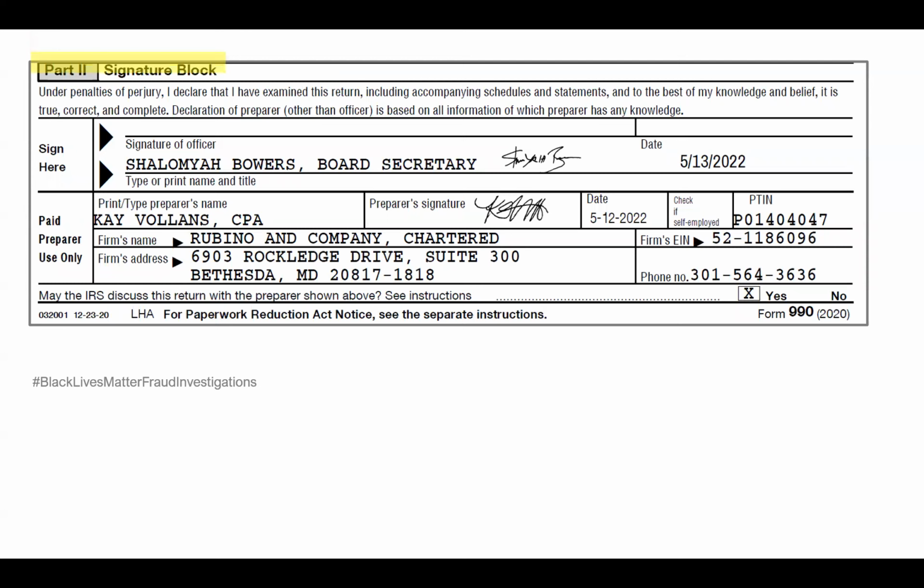Like I said, we're going to talk about part 2 of the Form 990 information return for the Black Lives Matter Global Network Foundation 2020 fiscal year. So part 2 is the signature block, and this is the location on the Form 990 information return where the representative from the nonprofit and the accounting firm that provided or completed the Form 990 sign to ensure that they are promising the information is correct.